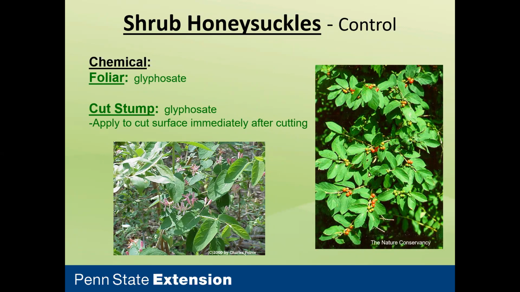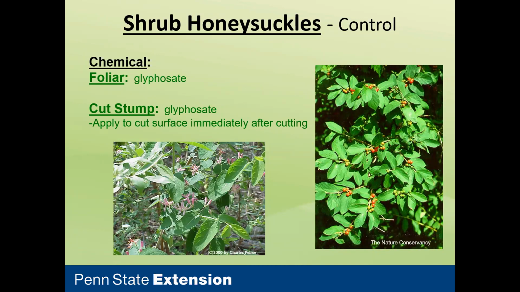Glyphosate can be used as a water-based material. This plant is very, very susceptible to glyphosate treatments, unlike the next one I'm going to show you here. The autumn olive is almost immune to glyphosate. But honeysuckles are, if you have honeysuckle in the area, glyphosate treatments can be very effective.